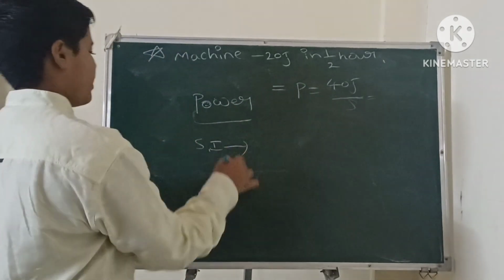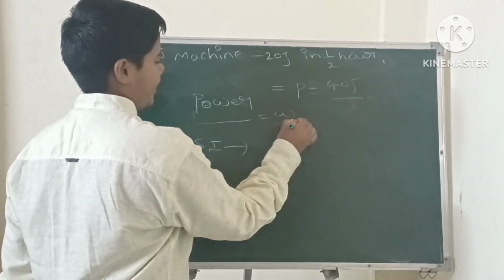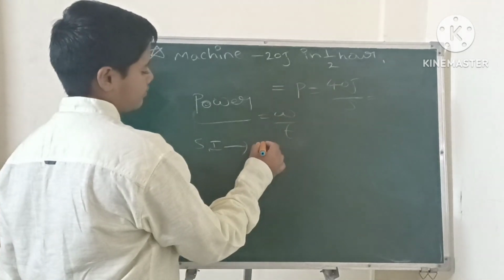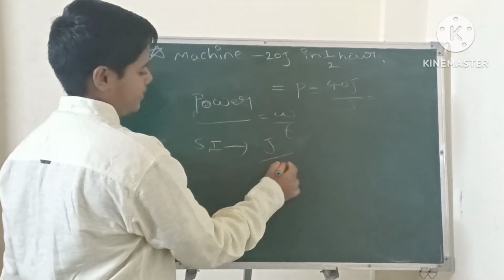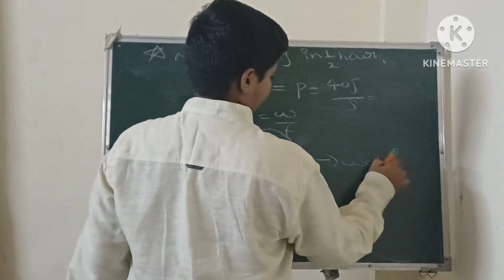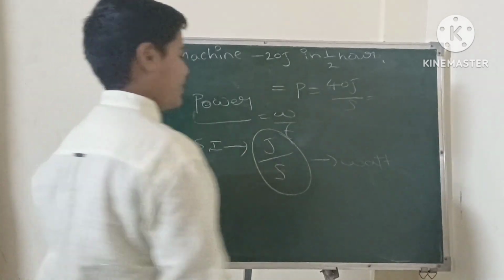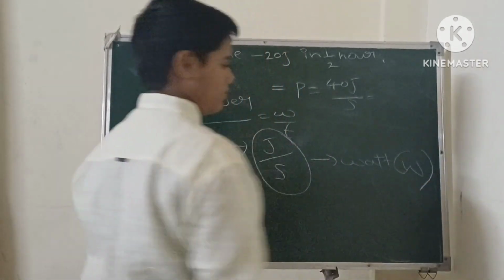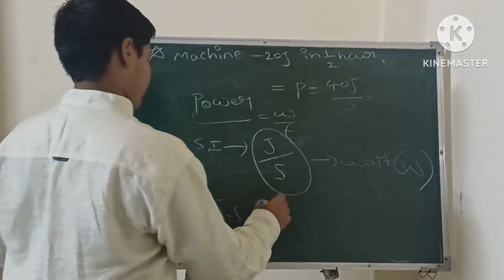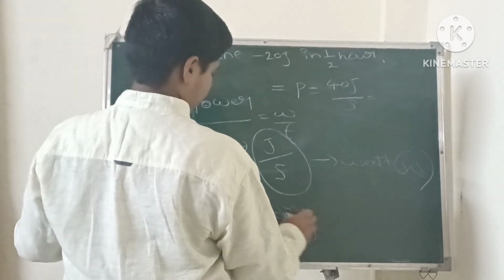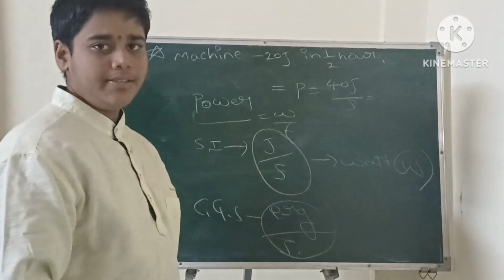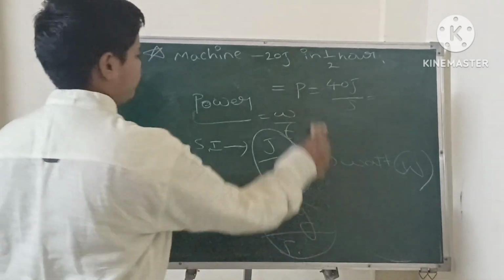the SI unit is, here the power formula is W by T. Here W by T means work by time. And here the work SI unit is joule and time SI unit is seconds. And this unit is called watt, and it is denoted by capital W. And the CGS unit is erg per second. This is written like this. Okay? So these are the units.